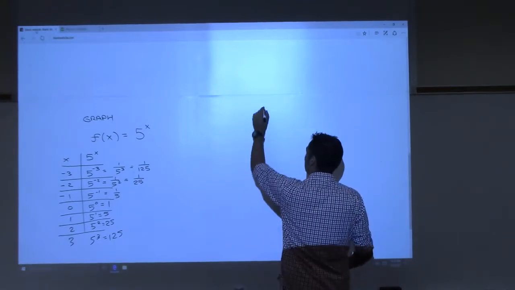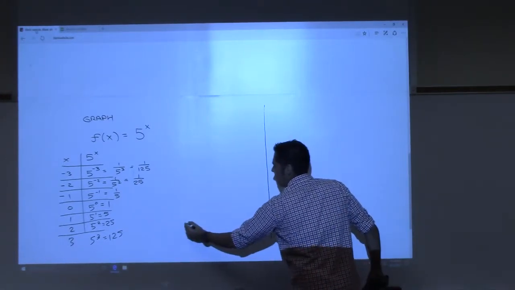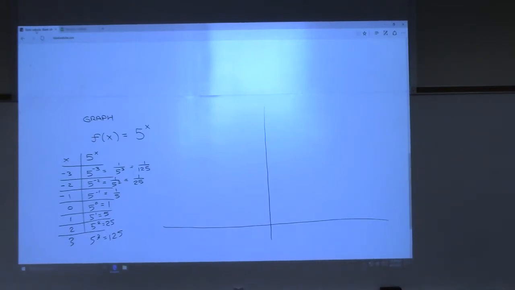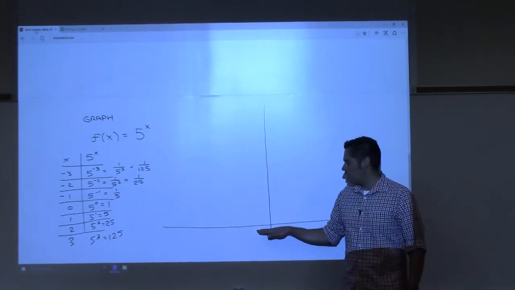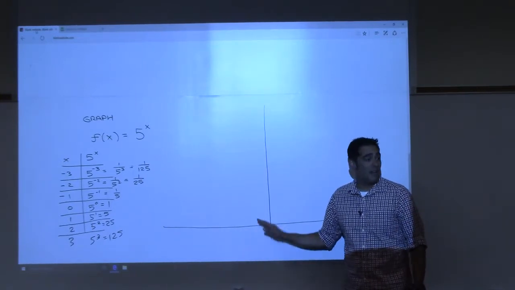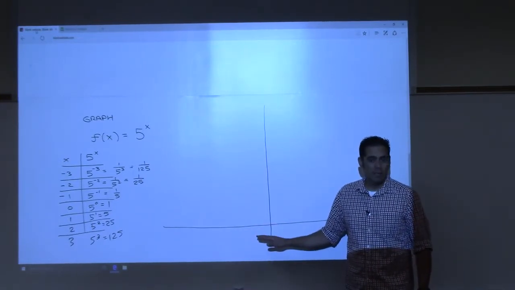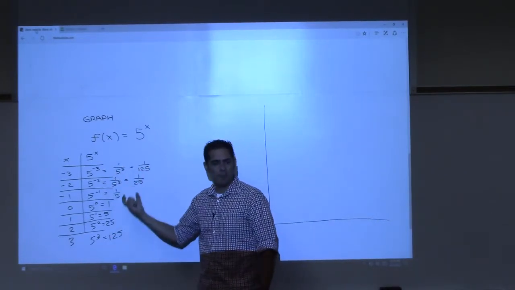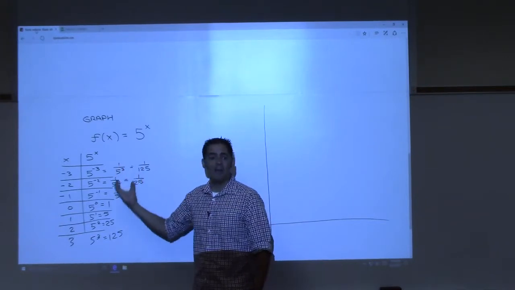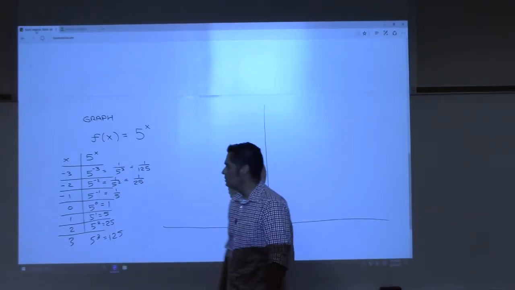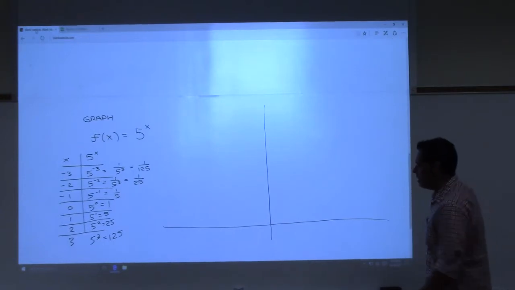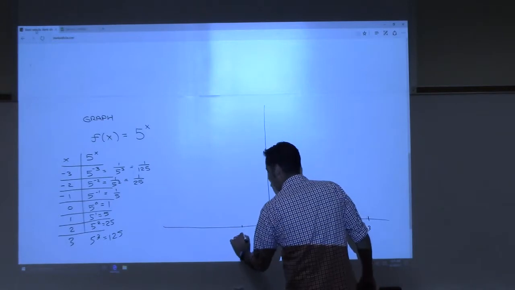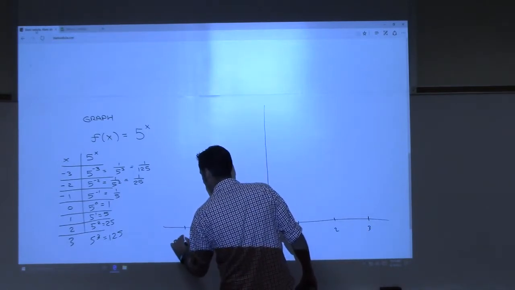All right, let's try this. I want you to notice something about my graph already. I didn't really leave any space down here to go negative, did I? And that's because if you look at this table, our outputs, our y values were always positive, weren't they? So I'm not even ever getting a negative number out. Then I'm going to mark out 1, 2, 3, negative 1, negative 2, negative 3.